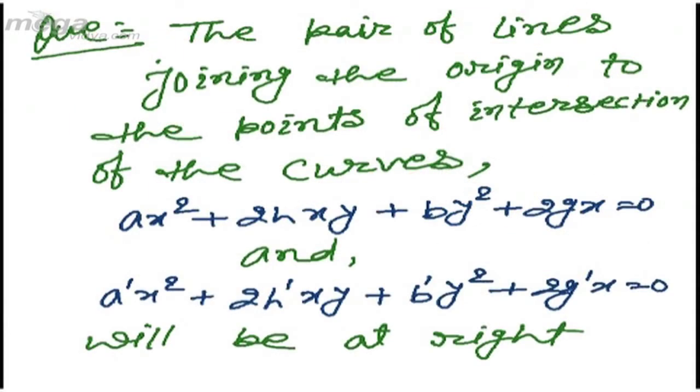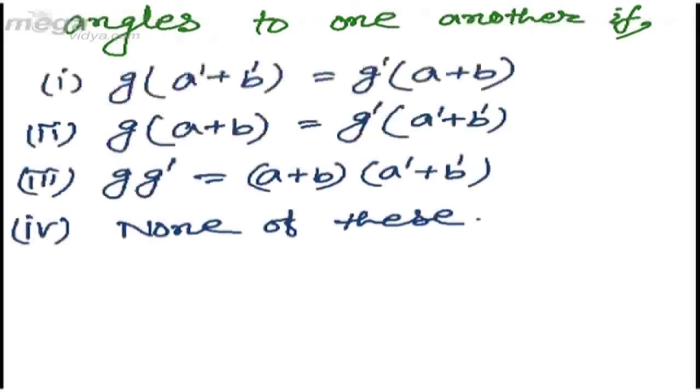So student, the question is, the pair of lines joining the origin to the points of intersection of the curves ax square plus 2hxy plus by square plus 2gx equal to 0 and a dash x square plus 2h dash xy plus b dash y square plus 2g dash x equal to 0 will be at right angles to one another if, and your options are, the first option is g into a dash plus b dash is equal to g dash into a plus b, the second option is g into a plus b equal to g dash into a dash plus b dash, the third option is g into g dash is equal to a plus b into a dash plus b dash, and finally the fourth option is none of these.